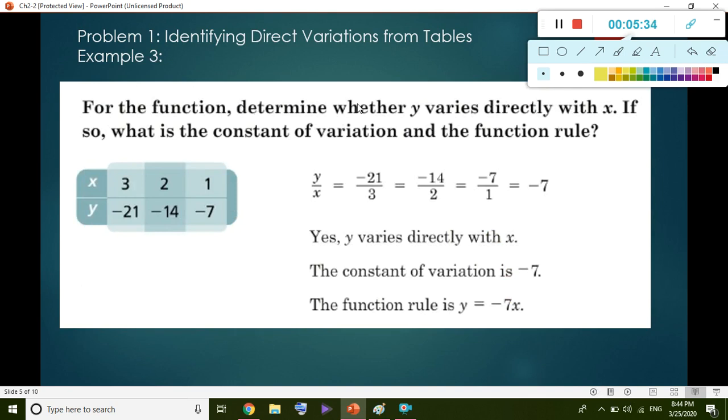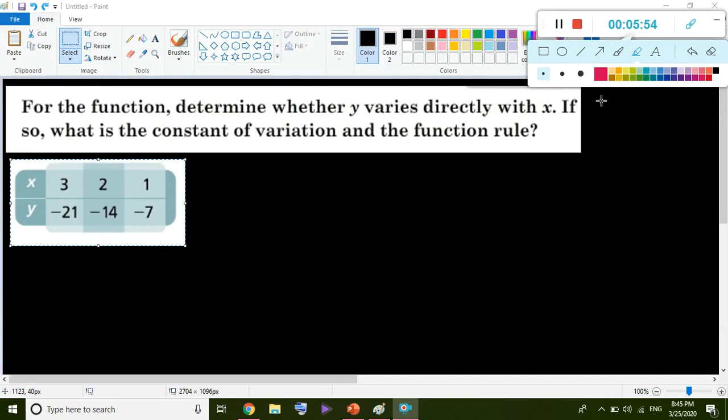For the function, determine whether y varies directly with x. If so, what is the constant of variation and the function rule? So they want us to find if y varies directly with x. This is number one. Number two, what's the constant of variation? It means we want to find k, and the function rule. So we have three things to find here. Okay, so first of all, let me write the rule over here.